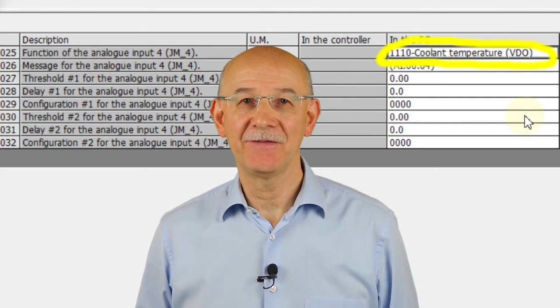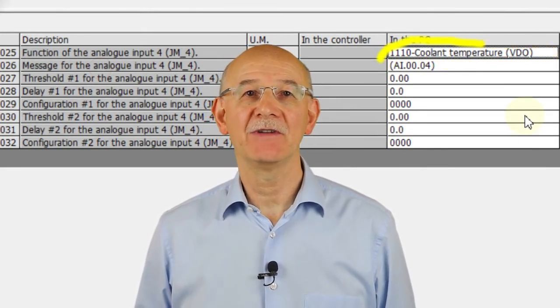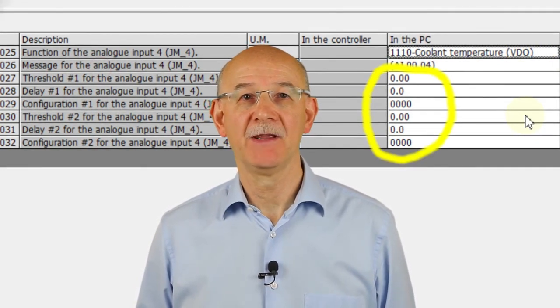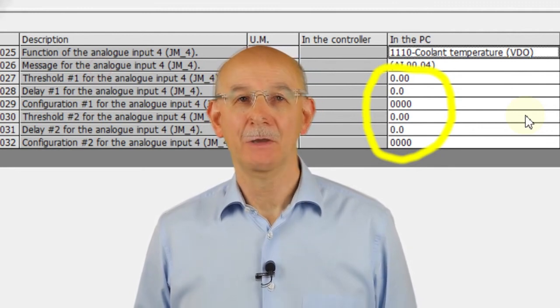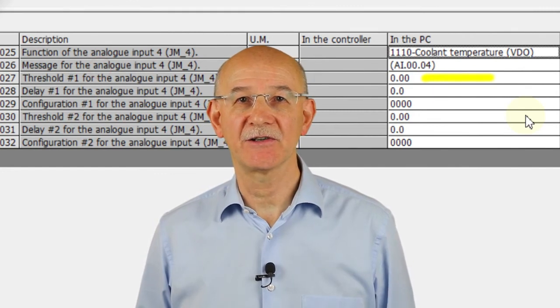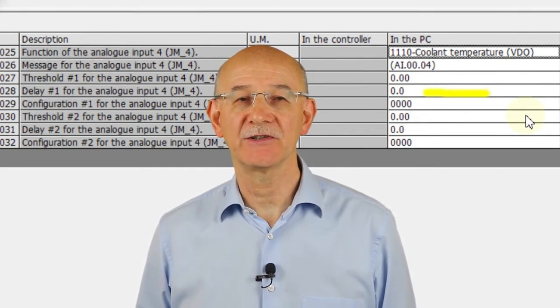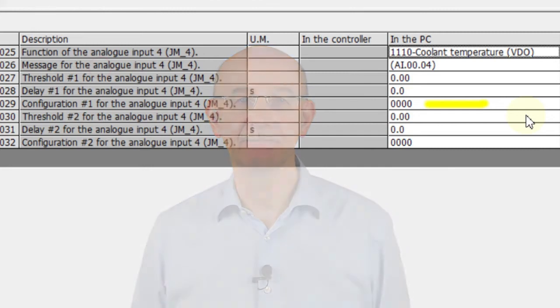After assigning the function 1110 coolant temperature VDO, we now have a group of 6 parameters for threshold settings, in addition to function selection and test assignment. Of these 6 parameters, the first sets the first threshold, and the second assigns a filtering time to it. The third parameter is used to configure the threshold functionality.